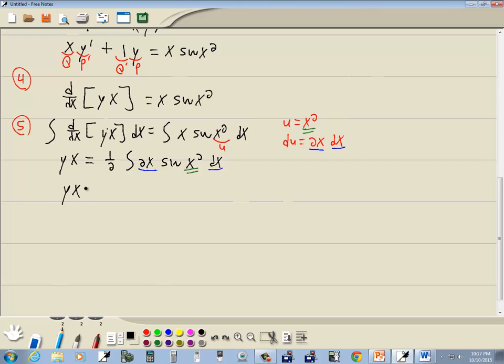So I can rewrite that using the u substitution as 1/2 times the integral of sine u du. Well, the integral of sine is negative cosine, so that's going to be a negative cosine u. And I'll put my plus c on here at the end. Put the negative out in front, so I got negative 1/2 cosine. I plug my u back in. U is x squared. And then plus c.